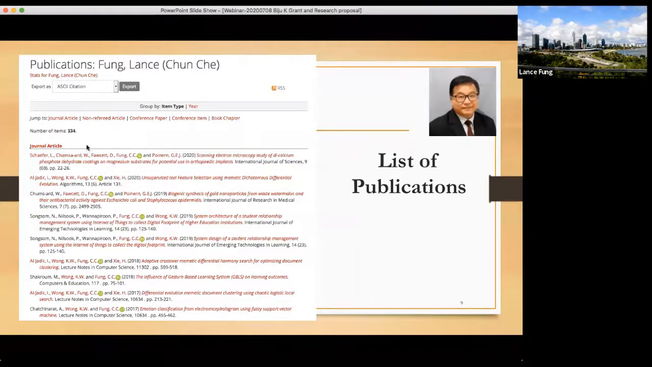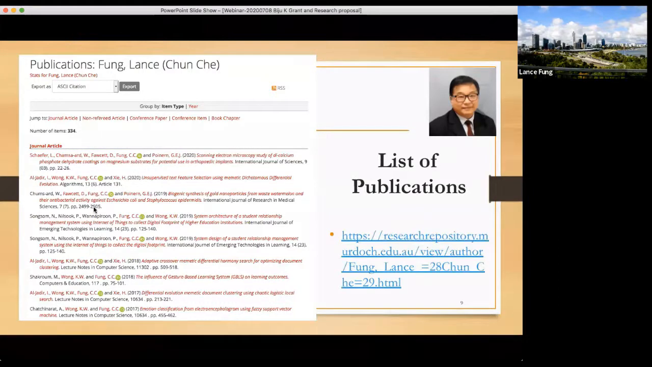out that they have listed 334 of my past papers. And as I have said, even though I retired in 2015, you can see the papers are going on, mainly because I have quite a number of students. I'm still co-supervising with them, and they still have their papers published in journals and conferences. But my actual number of papers is more than 334, because a lot of the earlier papers were in paper format and not stored in electronic format.